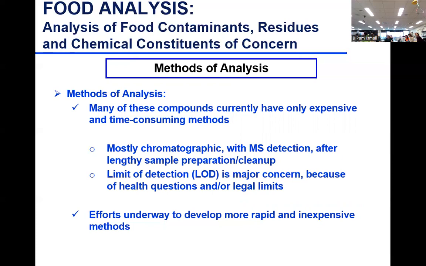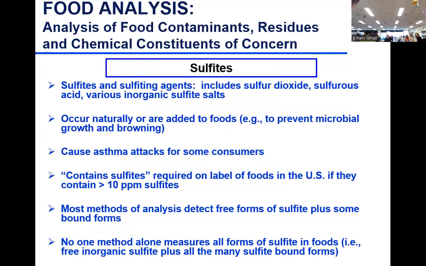So limit of detection is a big concern. How low can we go in identifying and quantifying them? The methods keep developing. More methods come up to make sure that we can analyze them quicker, have lower limits of detection, are simpler to use, and so on. So very quickly, I'll go over each one of those and I'll tell you what you need to know.